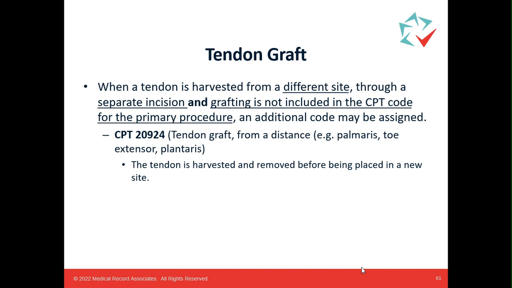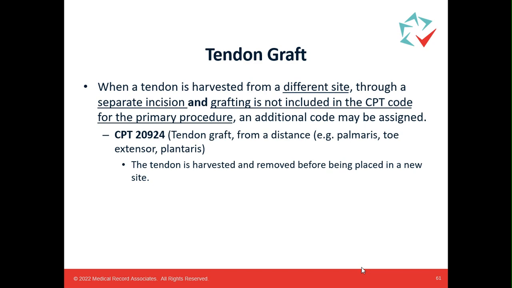For tendon grafting, we're looking for documentation that the tendon is harvested from a different site through a separate incision. And we also need to really make sure that that grafting is not already included in a CPT code for the primary procedure. So when those things are met, we have the different site, separate incision, grafting is not already included, then we can, in some cases, assign that additional code.